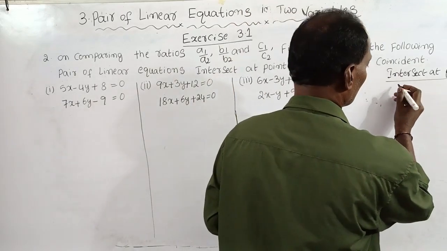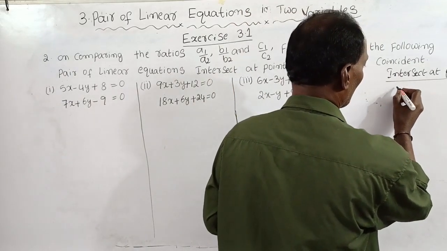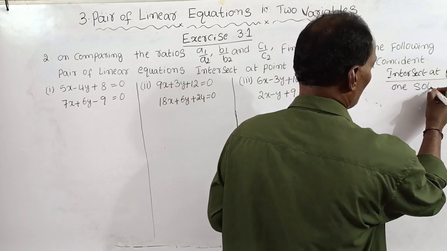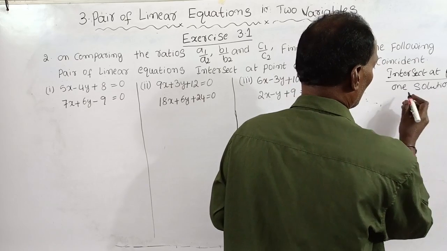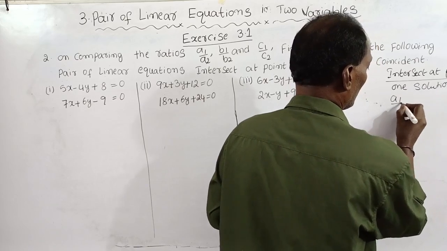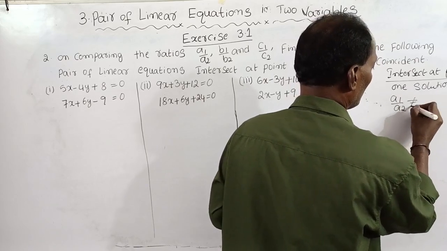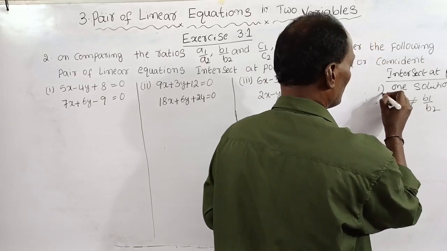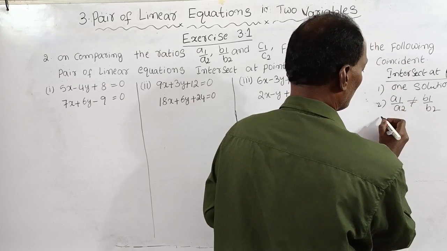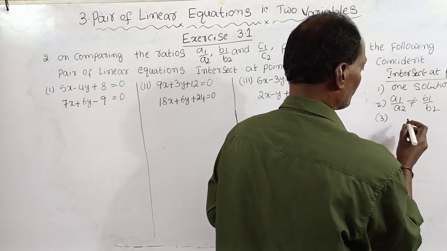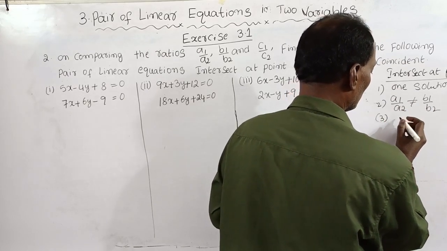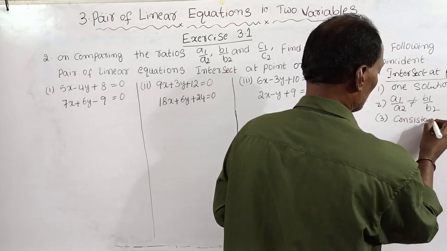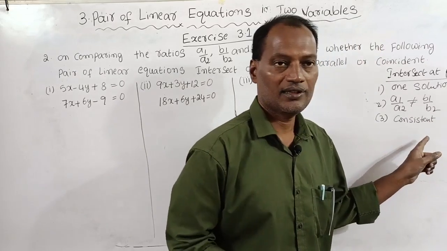One is one solution. The fraction formula is a1 by a2 is not equal to b1 by b2. Third point, consistency.